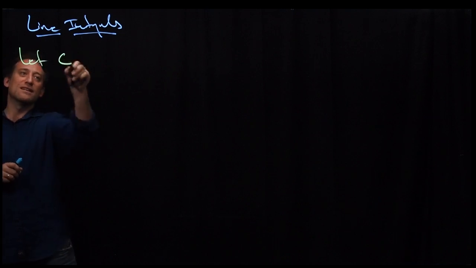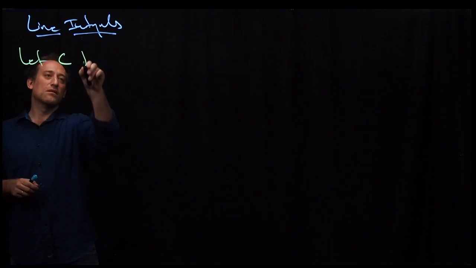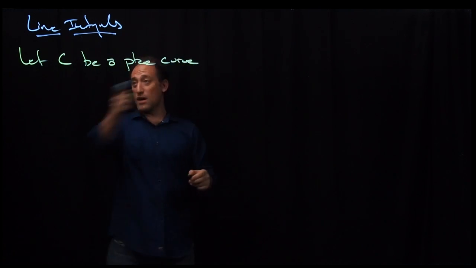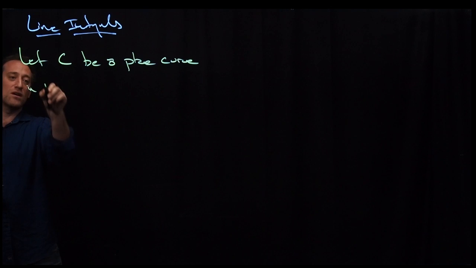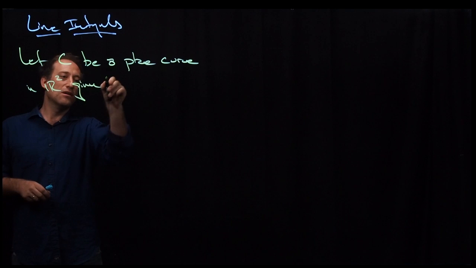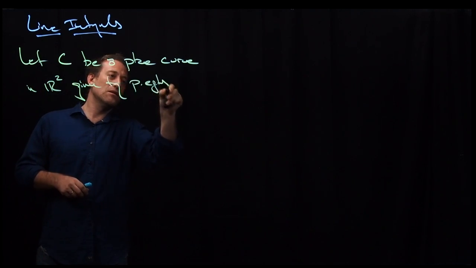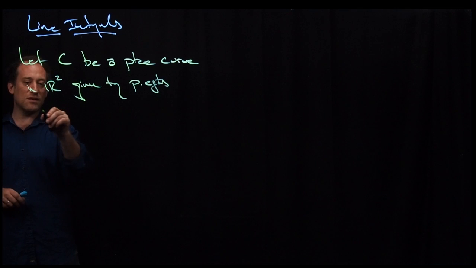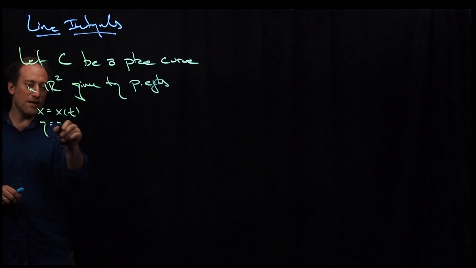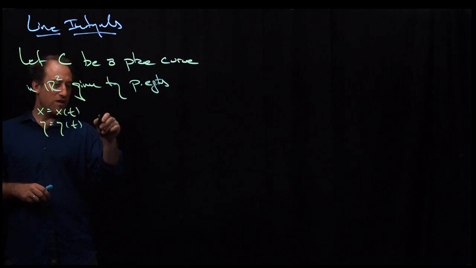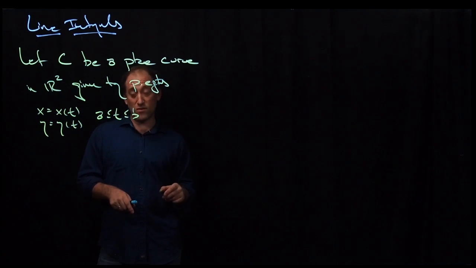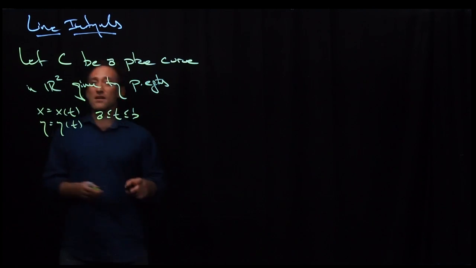First, let C be a plane curve. By a plane curve, I mean a curve inside of R2 given by the parametric equations x is x of t and y is y of t, where, say, t ranges between a and b.